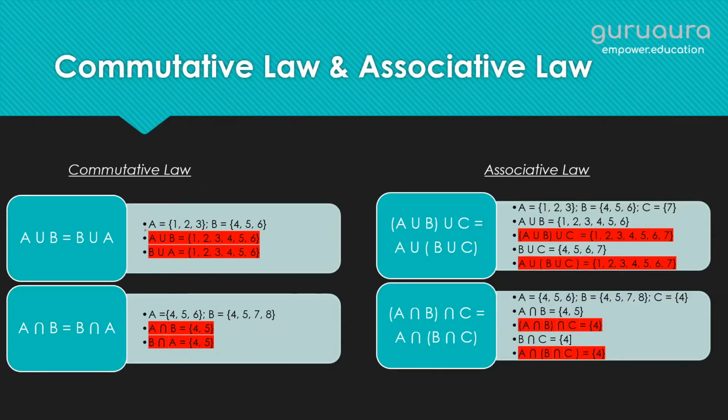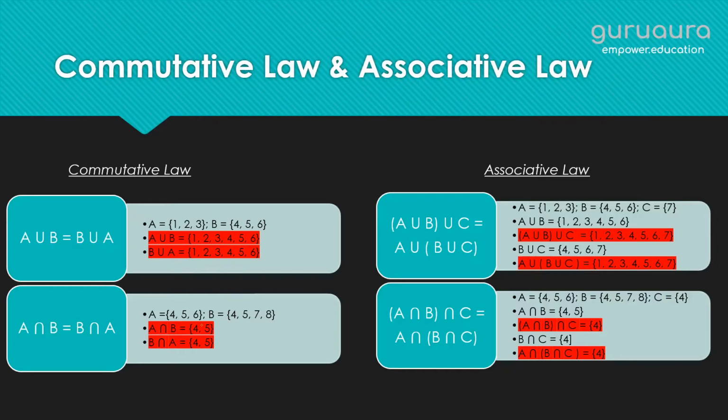Now let's consider a set A with elements 1, 2 and 3 and a set B with elements 4, 5 and 6. Now what will be A union B? A union B will consist of the elements 1, 2, 3, 4, 5 and 6. And what will be B union A? B union A will again consist of the same elements, that is 1, 2, 3, 4, 5 and 6. So as the sets are the same, we can say A union B is equal to B union A.